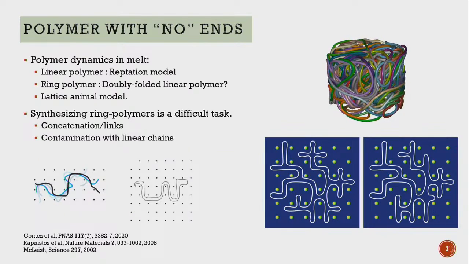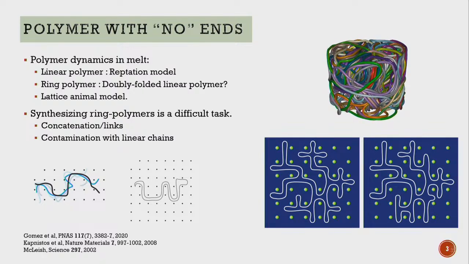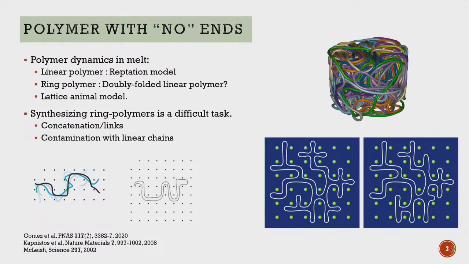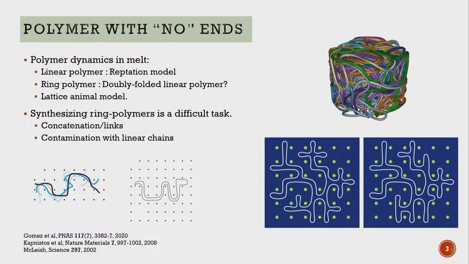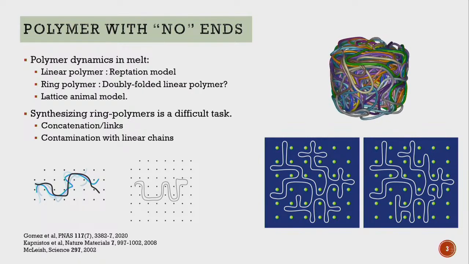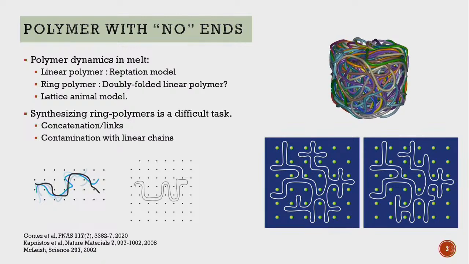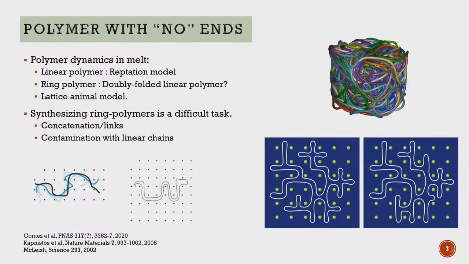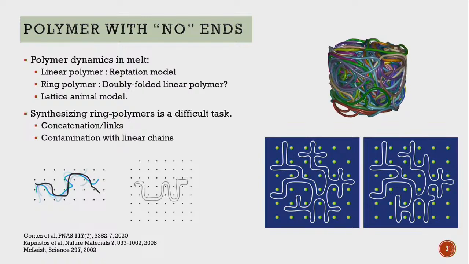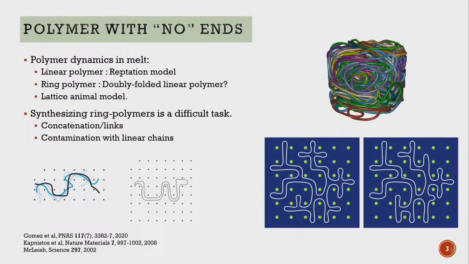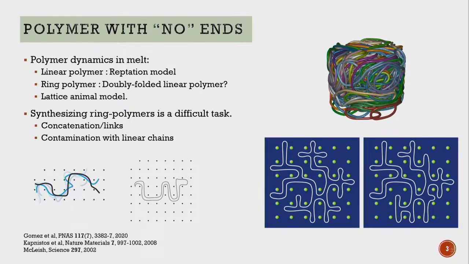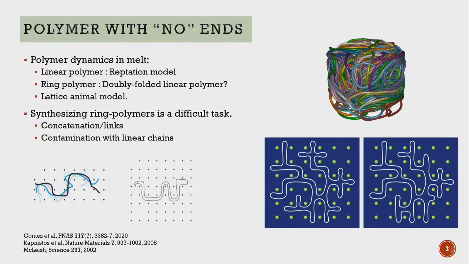So what are ring polymers and what is so special about them? For linear polymers, the theory of polymer dynamics is now well established. People have the reptation model, which broadly explains the movement of linear polymers. But for ring polymers, it's not yet very clear how these polymers move. One can simply think that ring polymers are basically double-folded linear polymers, and that actually helps to understand some part of the ring polymer dynamics. But in this talk, I will highlight that ring polymers possess a much more complex behavior than one can get from these traditional theoretical approaches.